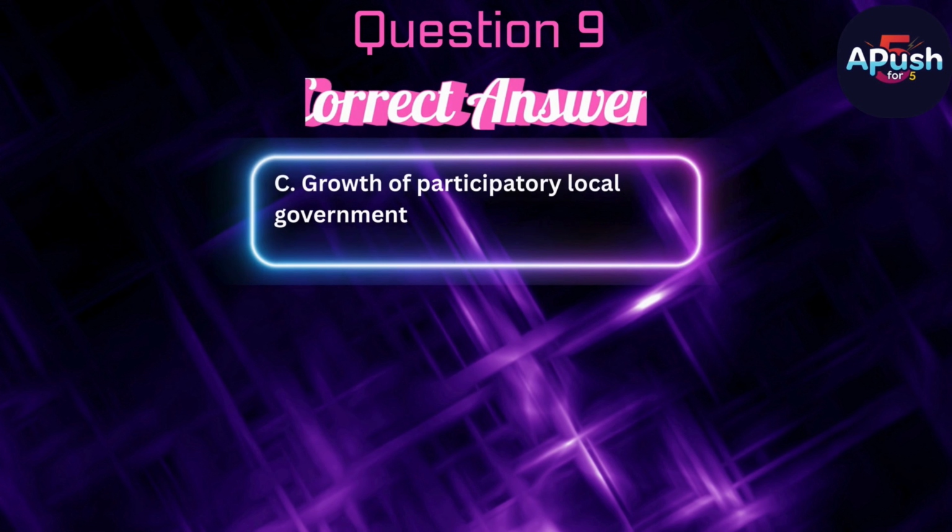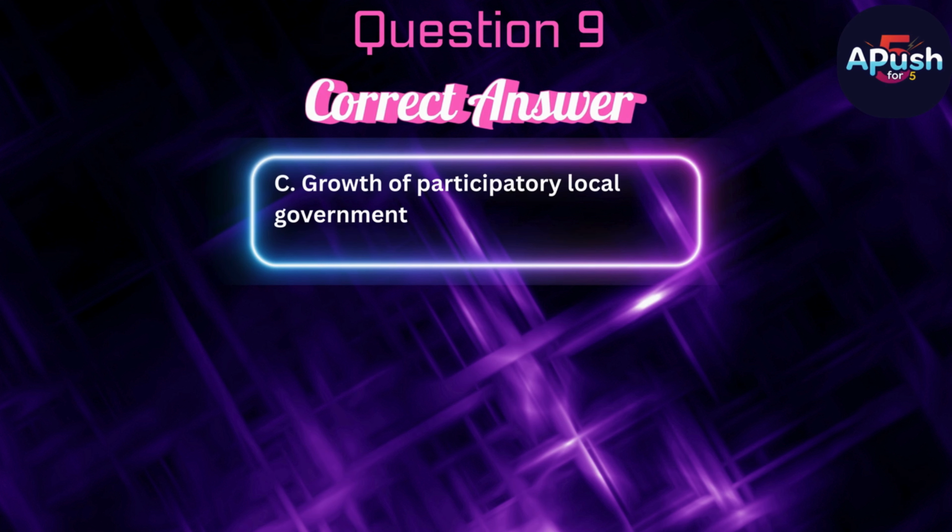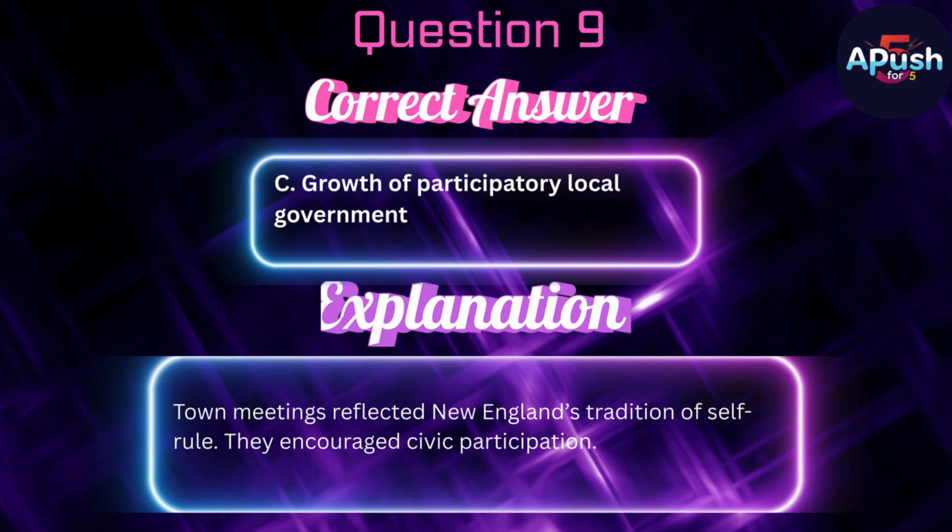The correct answer is C. Growth of participatory local government. Town meetings reflected New England's tradition of self-rule. They encouraged civic participation.